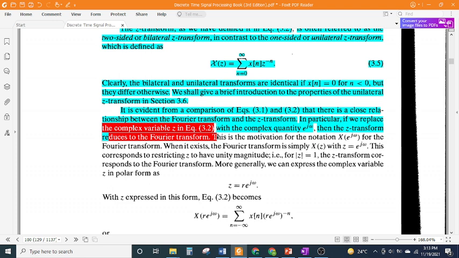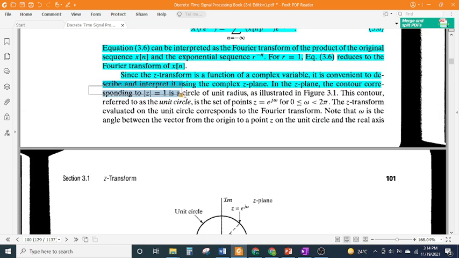Since the Z-transform is a function of a complex variable, it is convenient to describe and interpret it using the complex z-plane. In the z-plane, the contour corresponding to |z| = 1 is a circle of unit radius, as illustrated in Figure 3.1. This contour, referred to as the unit circle, is the set of points z = e^{jω} for 0 ≤ ω < 2π. The Z-transform evaluated on the unit circle corresponds to the Fourier transform. Note that ω is the angle between the vector from the origin to a point z on the unit circle and the real axis.